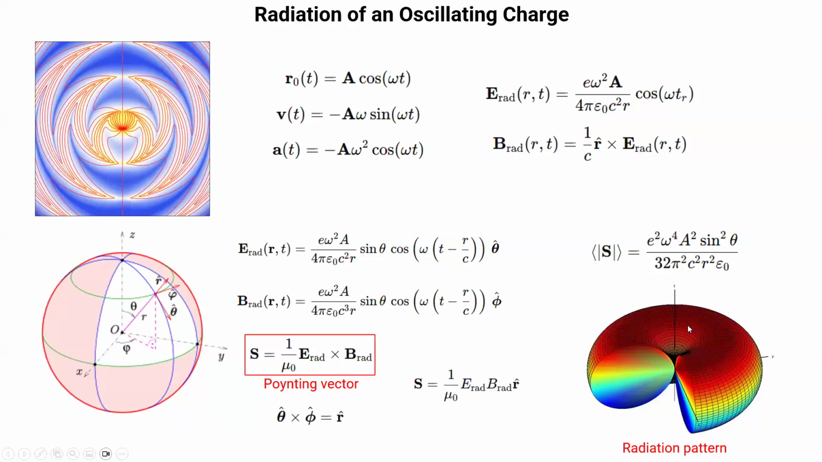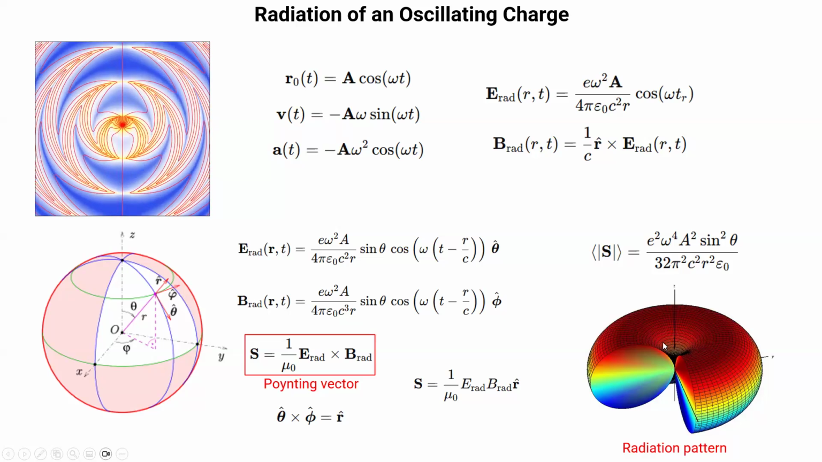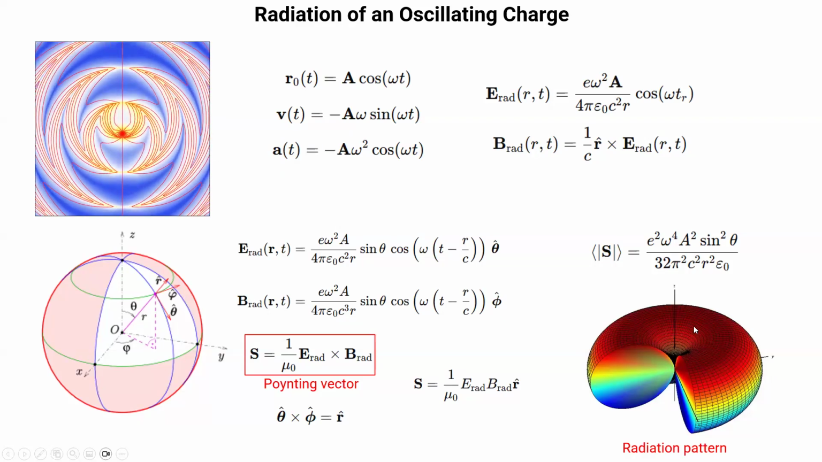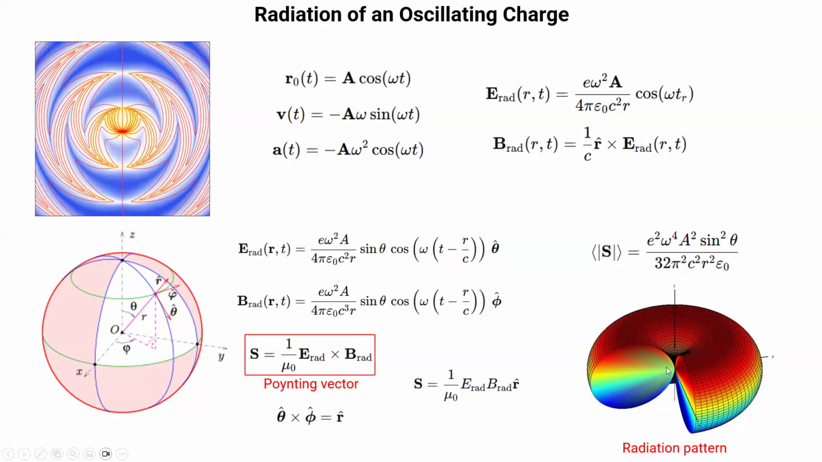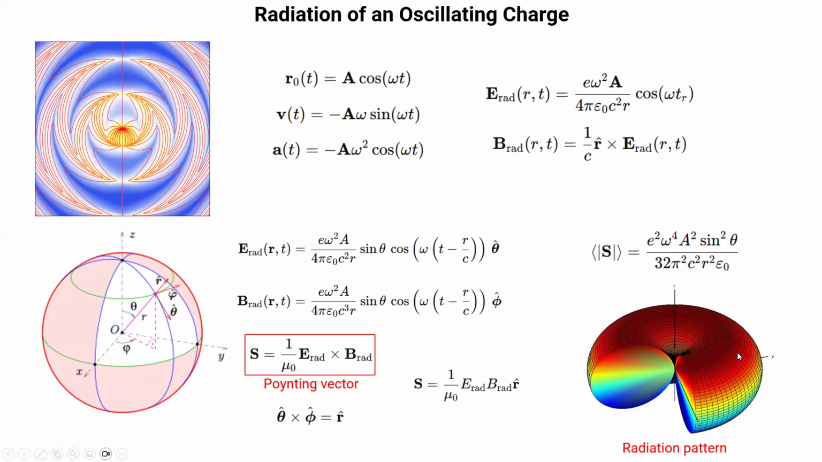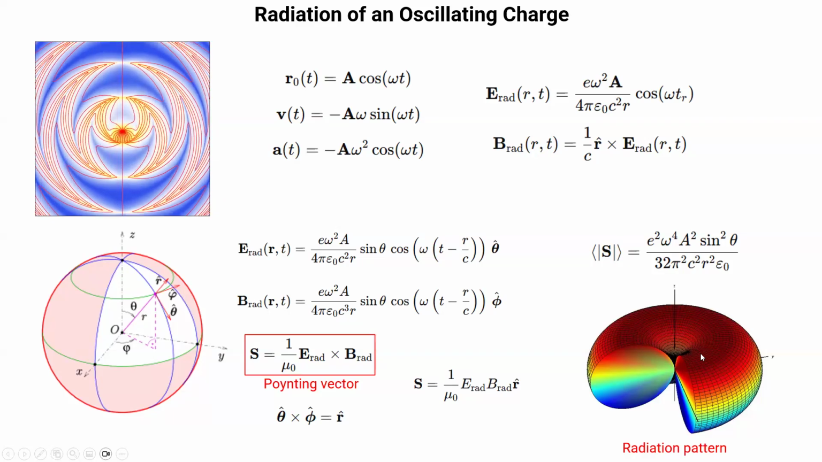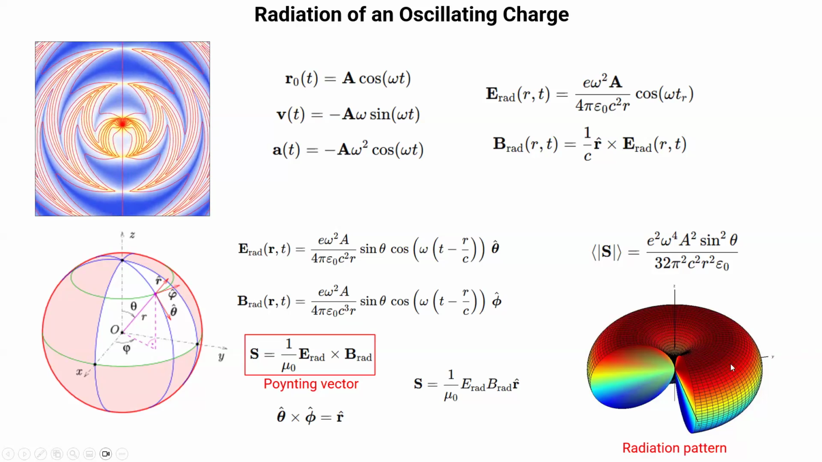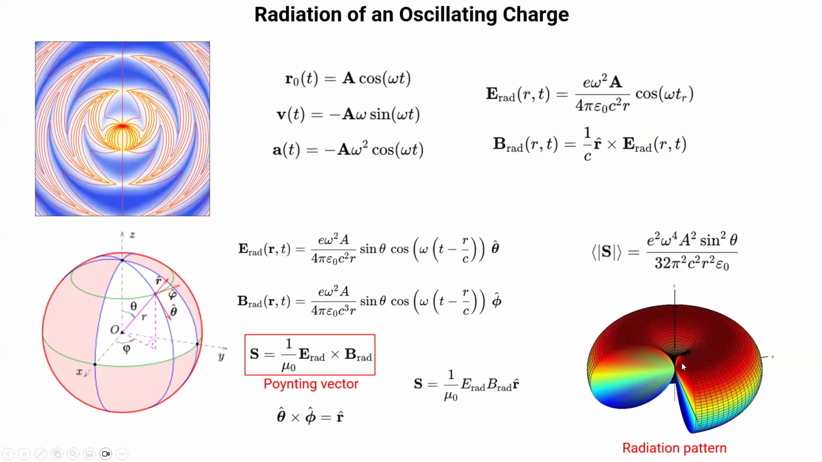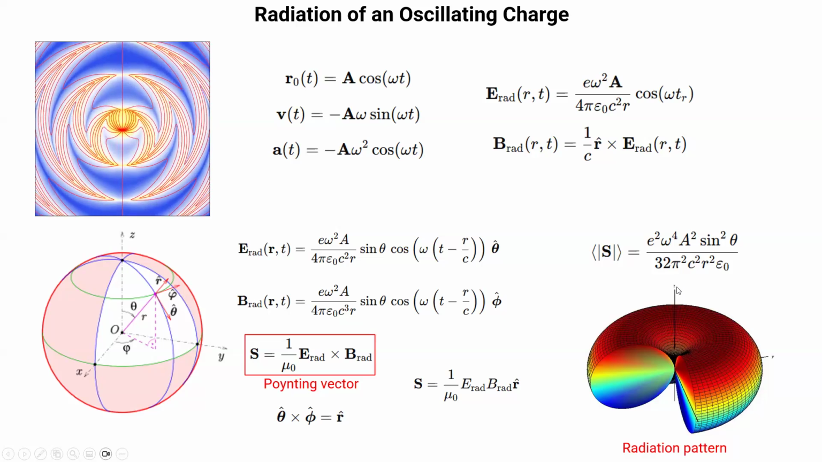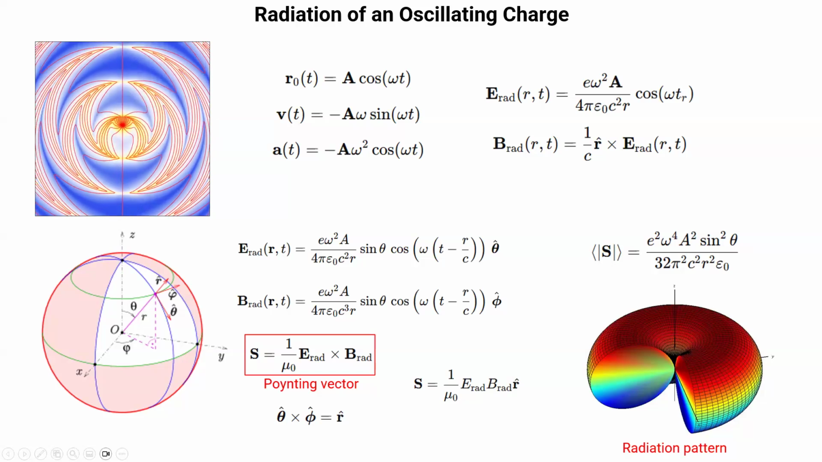This radiation pattern describes the radiated power, or radiated power density, depending on the direction in space. From this pattern, we see that this charge radiates mostly orthogonal to the direction of its oscillation and doesn't radiate in this direction. So there is no radiation along the z direction. Do you have any questions, by the way?